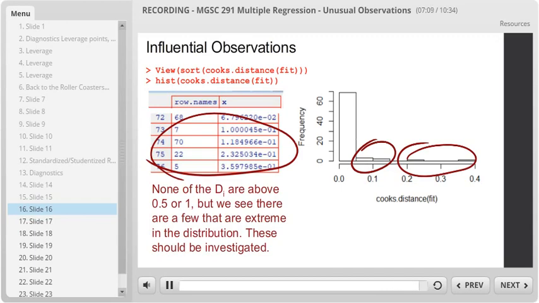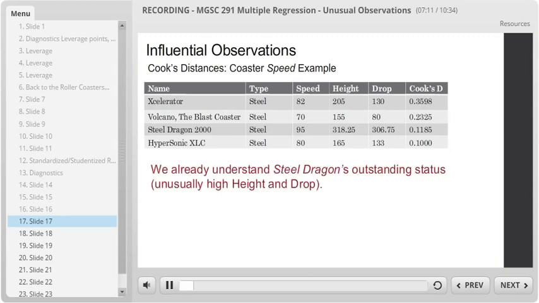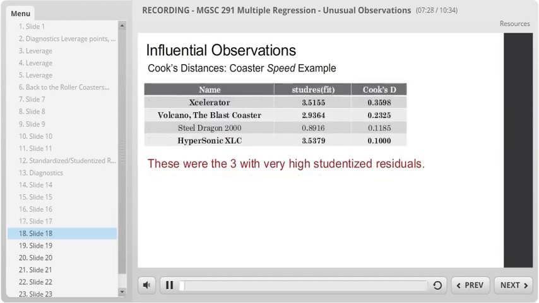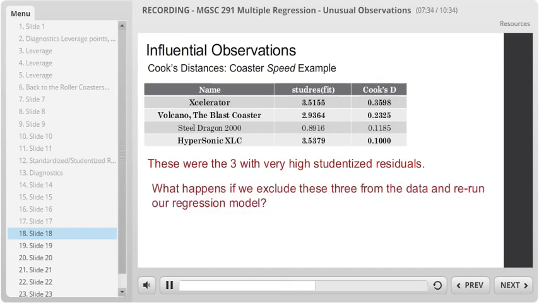These should be investigated. We already understand Steel Dragon's outstanding status, as it has an unusually high height and large drop. Further investigation reveals that the other 3 are mechanically accelerated, not simply gravity-driven. These were the 3 coasters with very high studentized residuals. What happens if we exclude these 3 from the data and rerun our regression model without them?